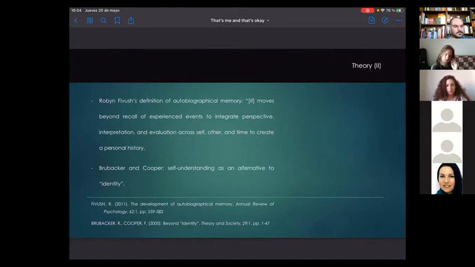In fact, according to Simon Frith, that I forgot to put the reference here, sorry, identity is not what we are, it's more like what we want to be. So it's always projected into the future.